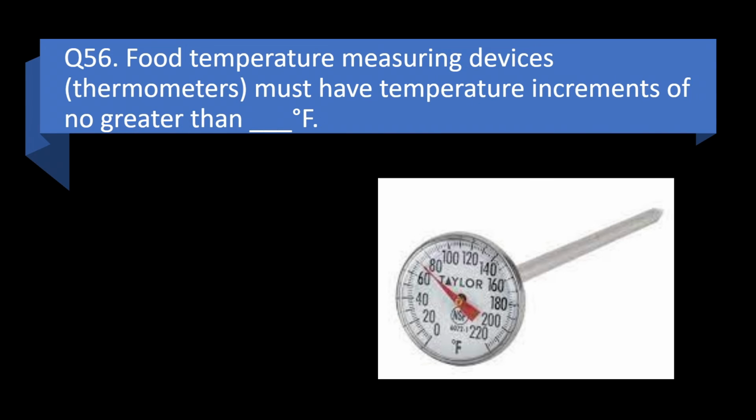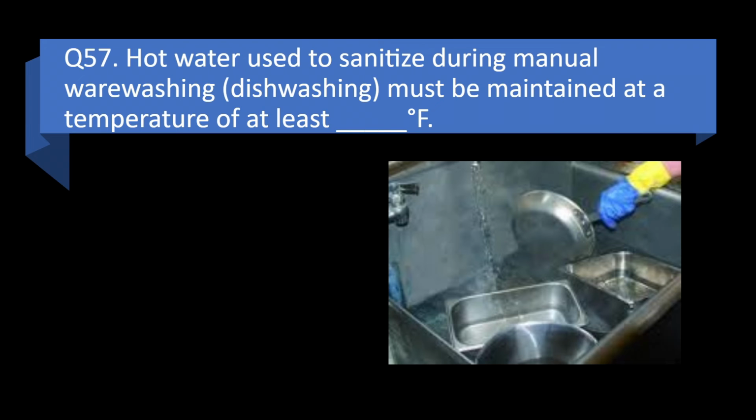Question 56. Food temperature measuring devices, thermometers, must have temperature increments of no greater than blank degrees Fahrenheit. 1, 2, 4, or 10. B. 2. Question 57. Hot water used to sanitize during manual warewashing, dishwashing, must be maintained at a temperature of at least blank degrees Fahrenheit. 135, 145, 171, or 180.